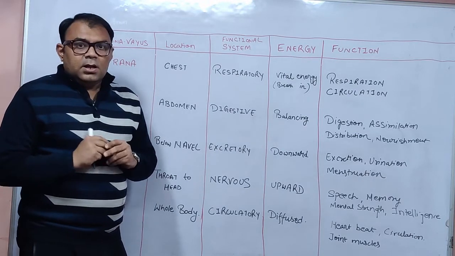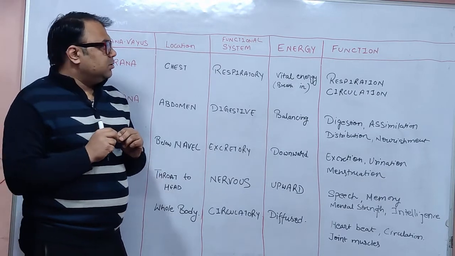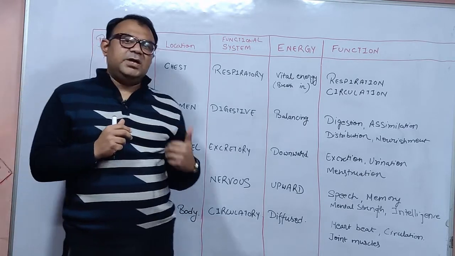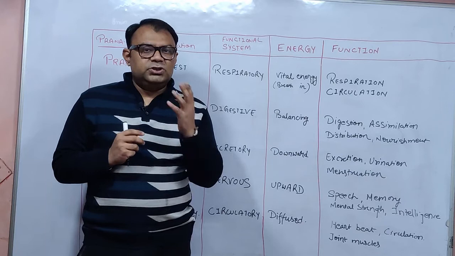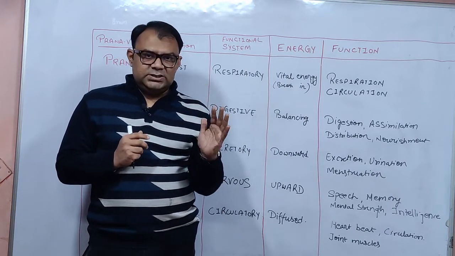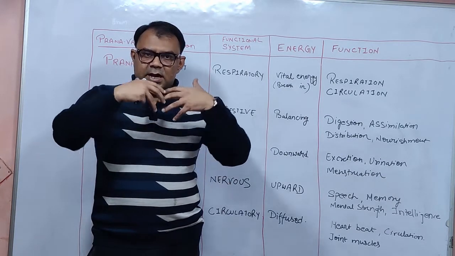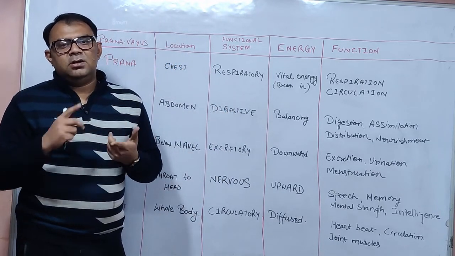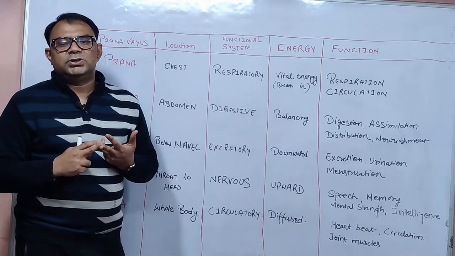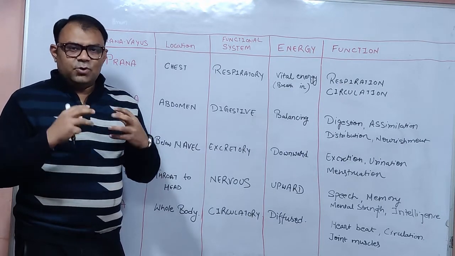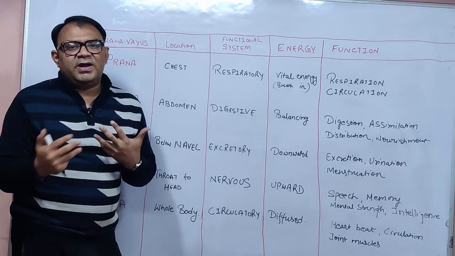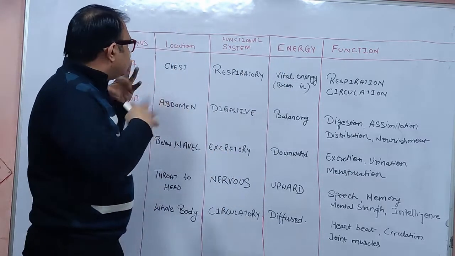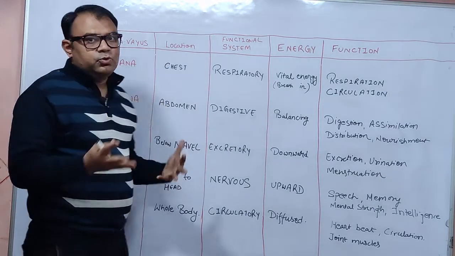If I talk about the koshas through which the prana vayu flows, there are basically 5 koshas in our whole system: annamaya kosha, pranamaya kosha, manomaya kosha, vijnanamaya kosha and anandamaya kosha. If you want to understand these 5 koshas in detail, you can refer to this link. Anyways, let us start with the prana vayus.